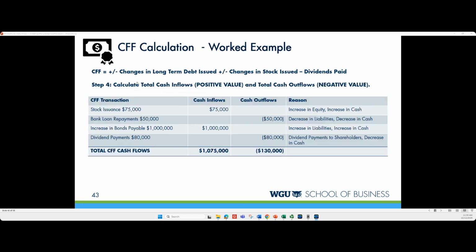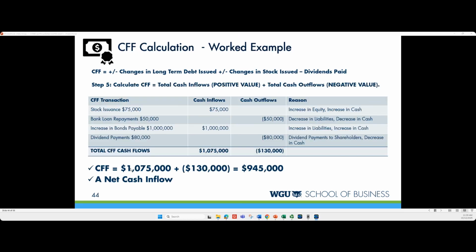So we total up all the cash inflows and all the cash outflows. And then lastly, we take our cash inflows plus the negative value of the cash outflows. We get our total cash flow from financing, $945,000, and that's a net cash inflow. We have raised more money through external financing than we have paid out in the form of loan payments and dividends. Does that make sense to everybody?